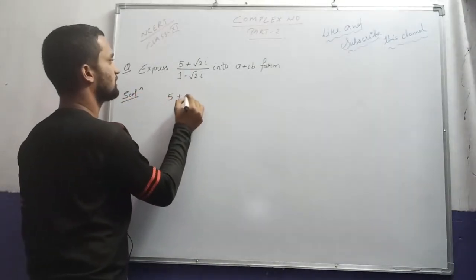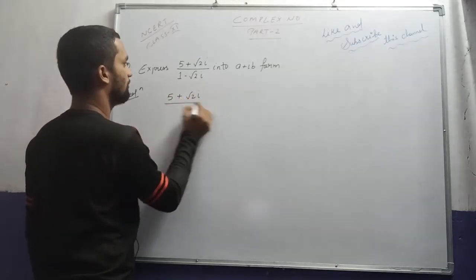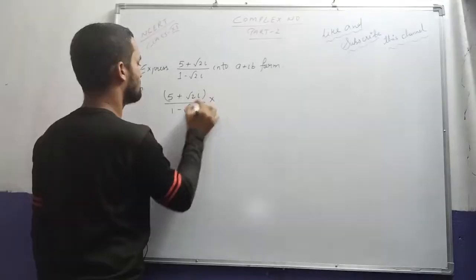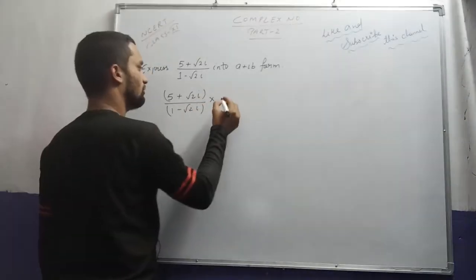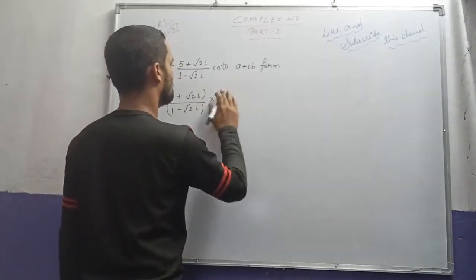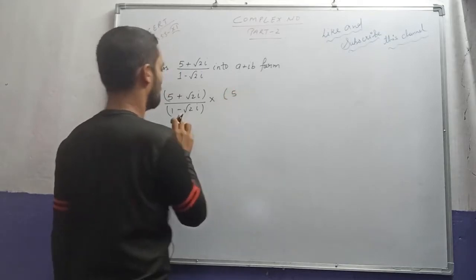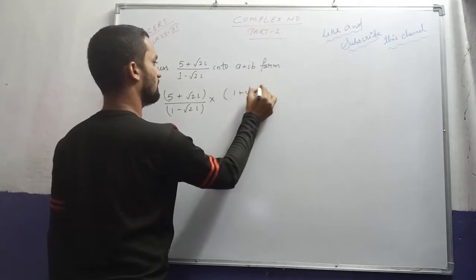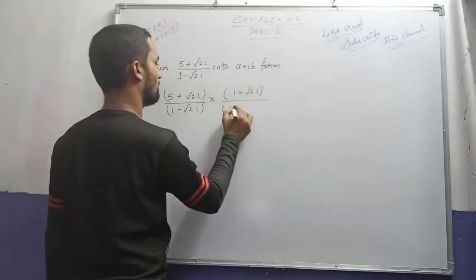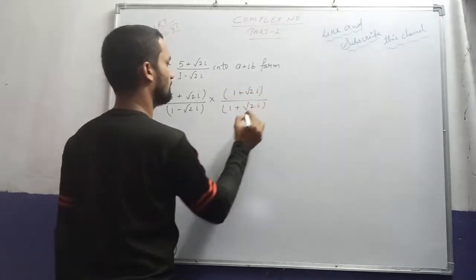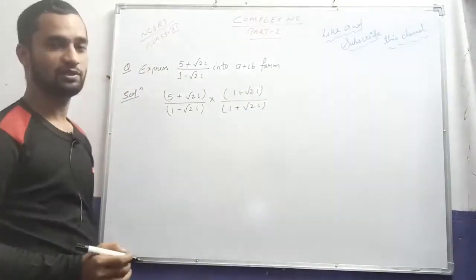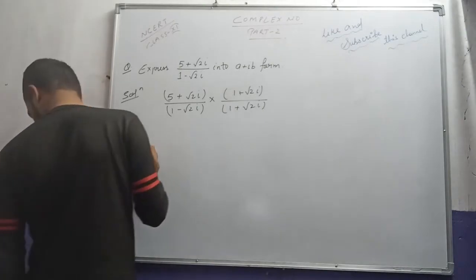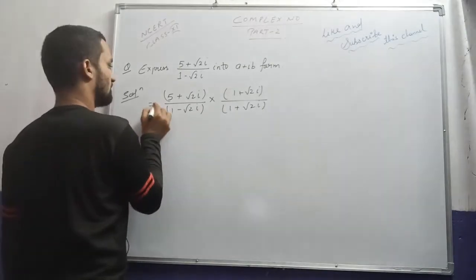So let us take this as (5 + √2 i) / (1 − √2 i). We need to rationalize this. Rationalization, you all must be knowing, means we need to multiply with (1 + √2 i) / (1 + √2 i). Rationalization means we need to remove the root values from the denominator. So this will be continued.